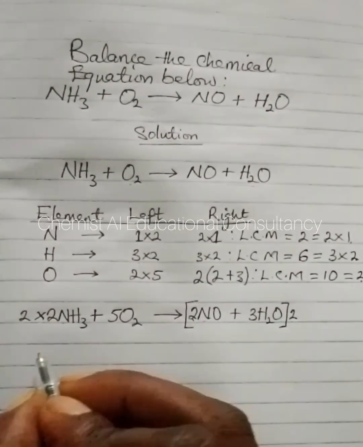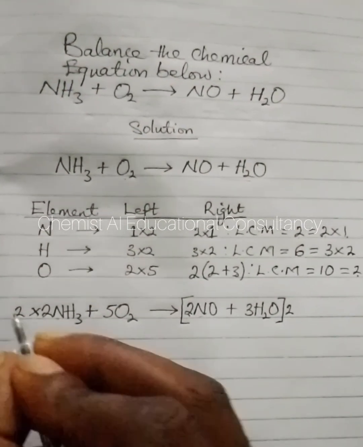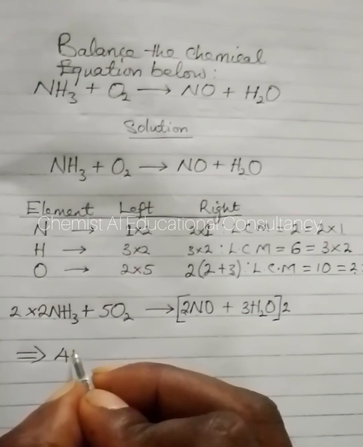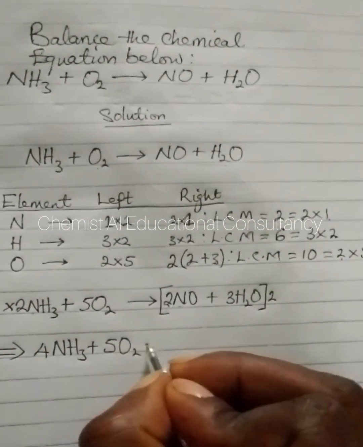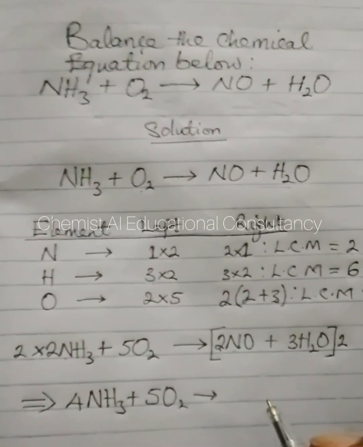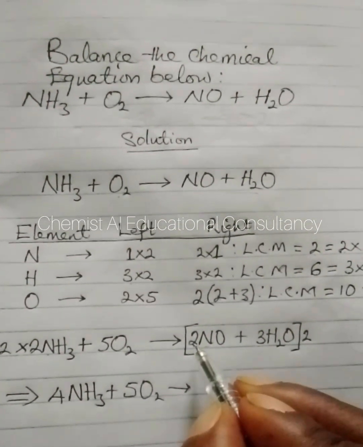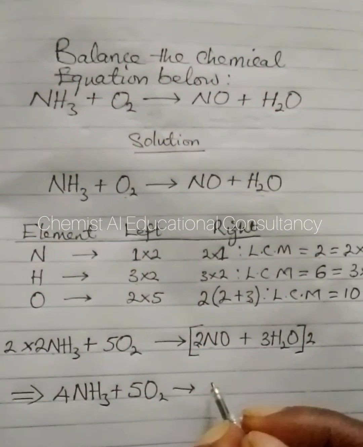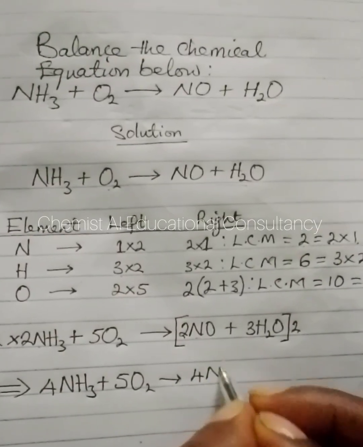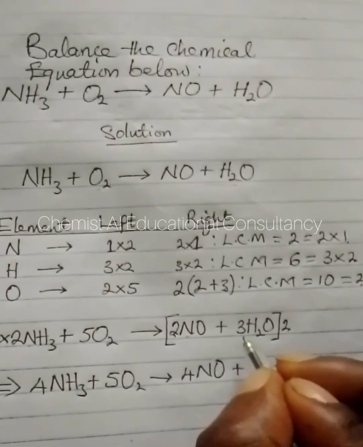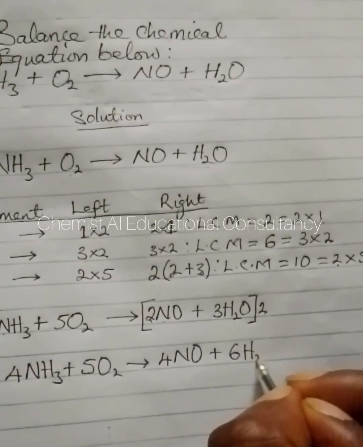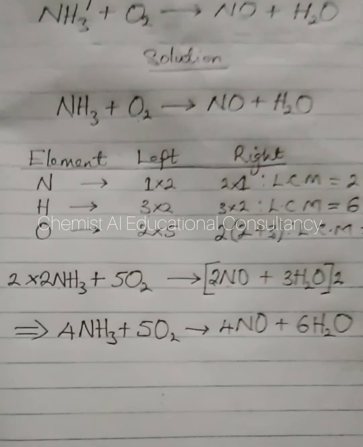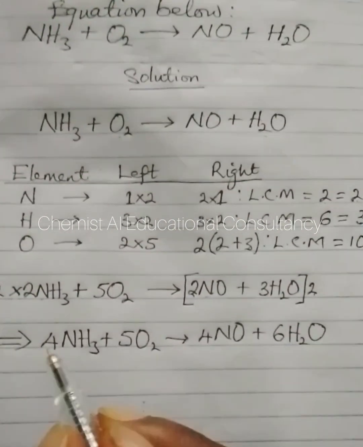2 times 2 is 4, right? So we have 4 ammonia molecules plus 5 oxygen molecules to yield 2 NO times 2. That is 4 NO, 4 nitric oxide molecules. And 3 times 2, 6 water molecules. If you check again, you will see that the equation is absolutely balanced.